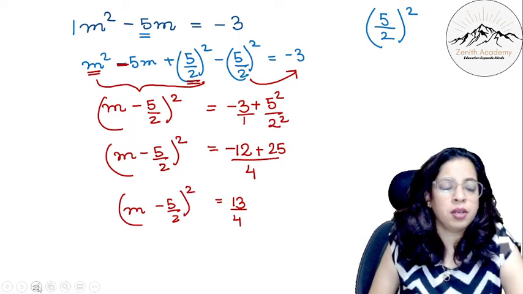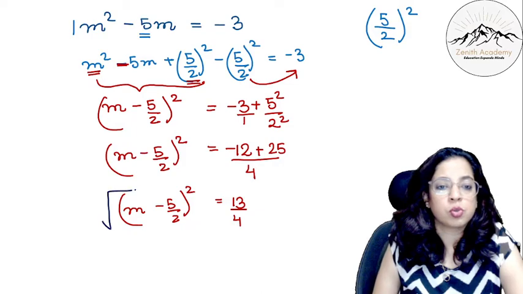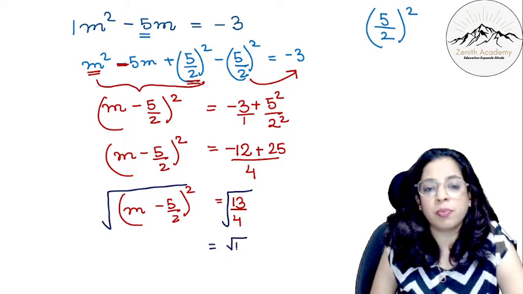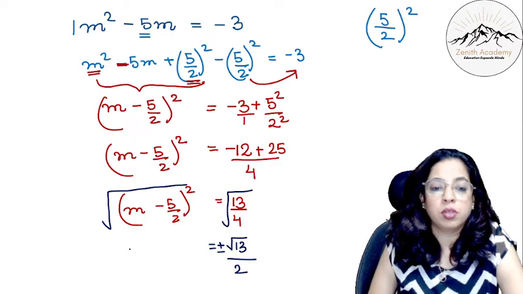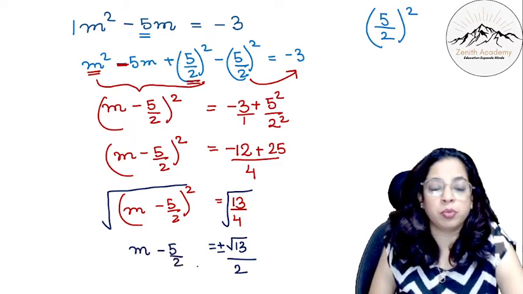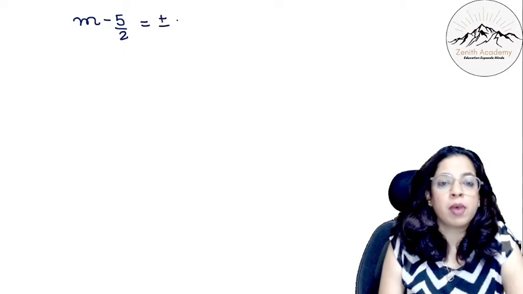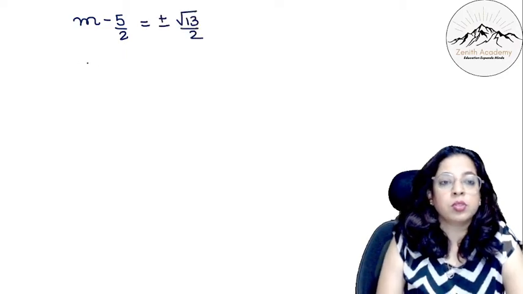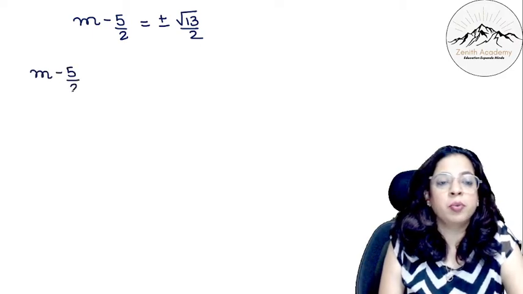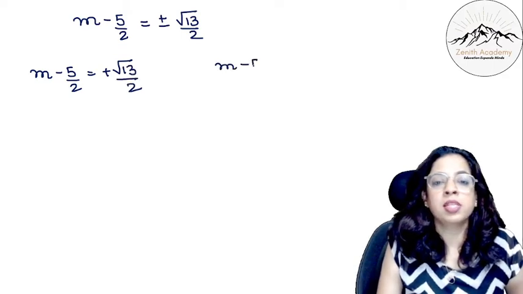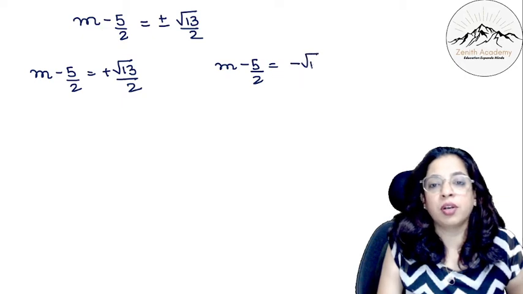Now you will take square root, so taking square root on both the sides. Now 13, it is not a perfect square, so it will become plus minus root 13 and this will become 2 and this will become m minus 5 by 2. Correct? So we will write it here. m minus 5 by 2 is equal to plus minus root 13 by 2. So we can say m minus 5 by 2 is equal to plus root 13 by 2. Also, m minus 5 by 2 is equal to negative root 13 by 2.